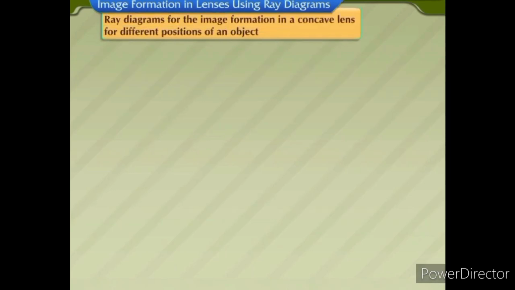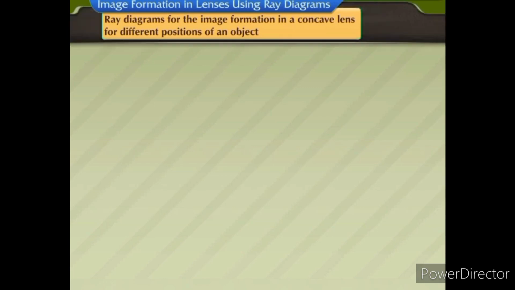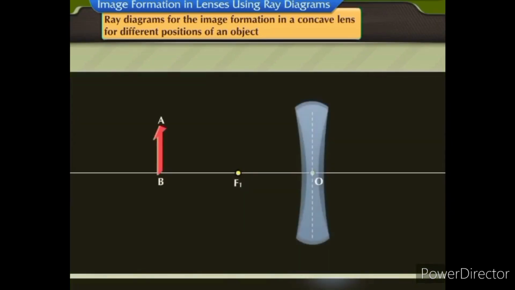Ray diagrams for the image formation in a concave lens for different positions of an object. Let us consider an object AB placed on the principal axis of a concave lens. Let us draw ray diagrams for two positions of the object.